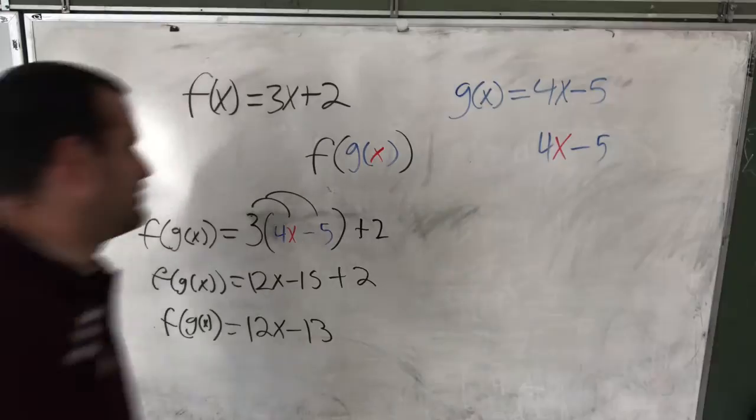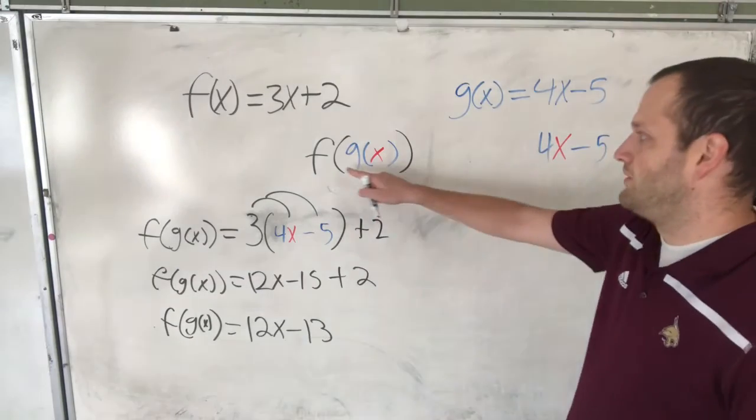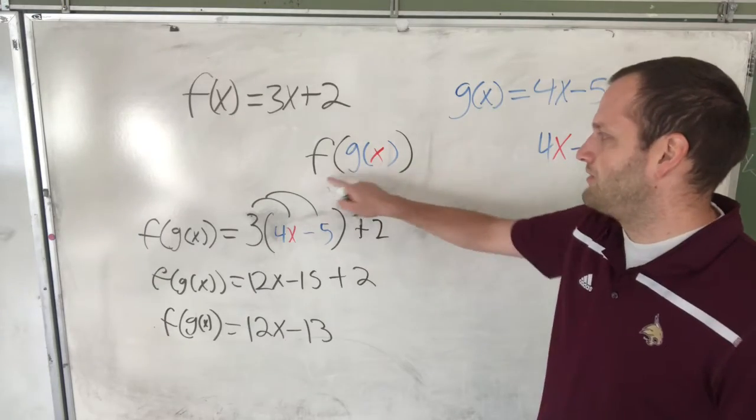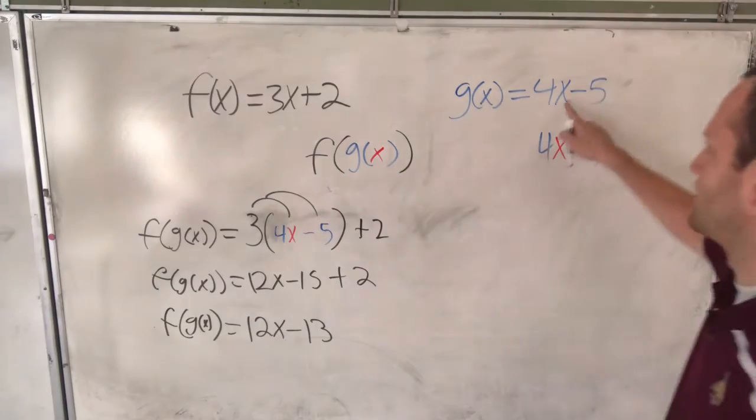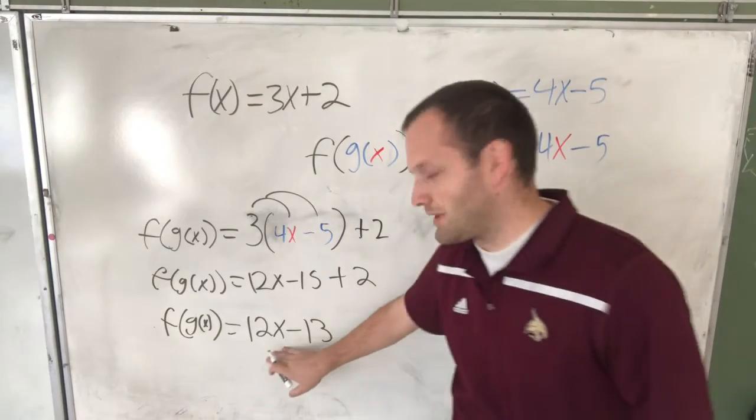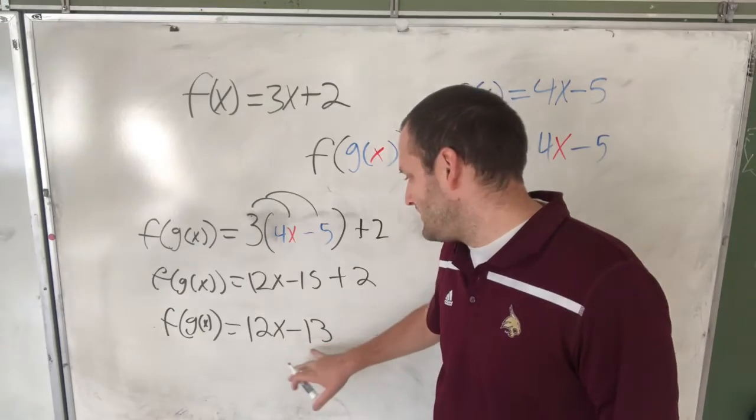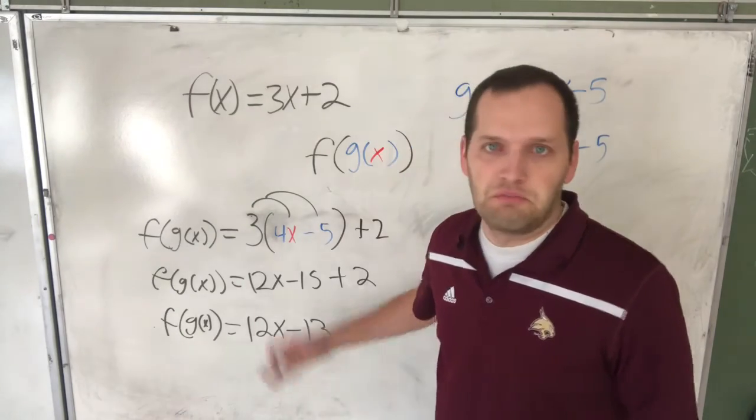So now if I ever want to do a problem like f of g of 4, which is what we had, instead of having to plug the 4 in here, get your answer, plug it in here, get your answer, you just take 4 and plug it right in here. 12 times 4 is 48, minus 13 gives us 35. Hey, it's the same answer.